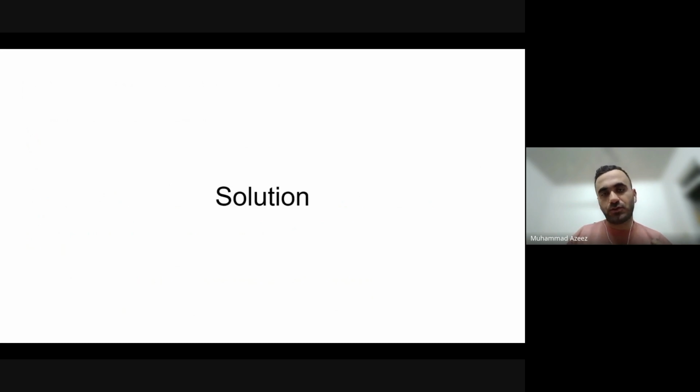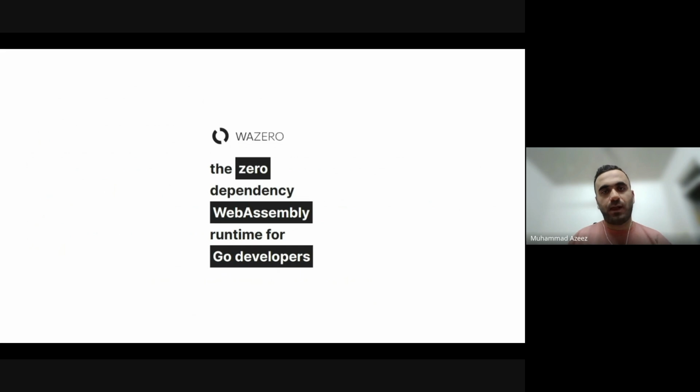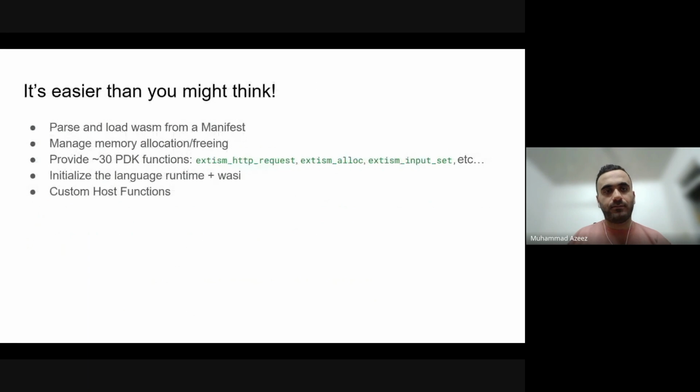So the solution was to use a Wasm runtime that's written purely in Go, such as Wazero, and porting Extism to Wazero is easier than you might think. All you need to do is parse and load Wasm modules from a manifest, which defines all the different sources. You also have to manage memory allocation and freeing, and you also have to define about 30 PDK functions for the plugins to use.